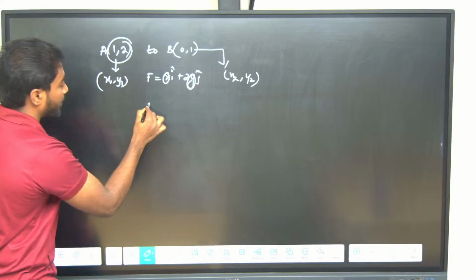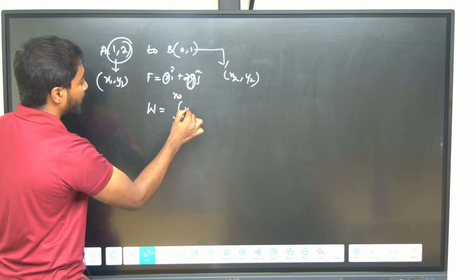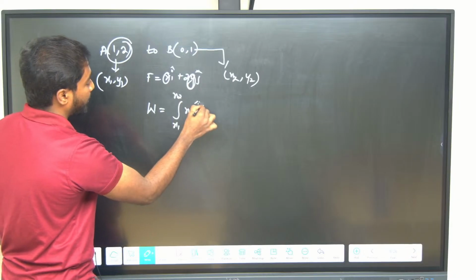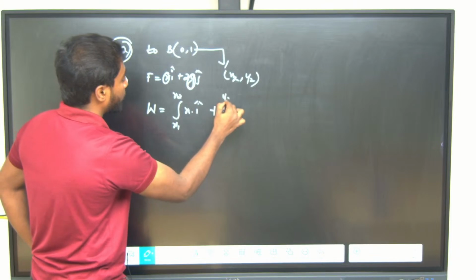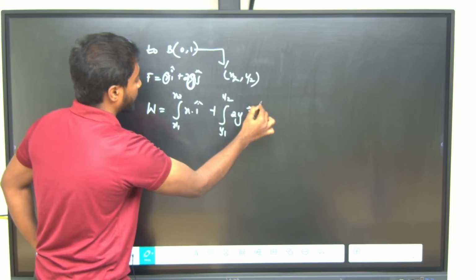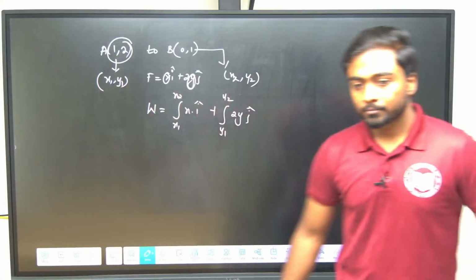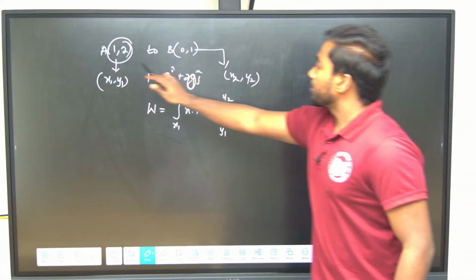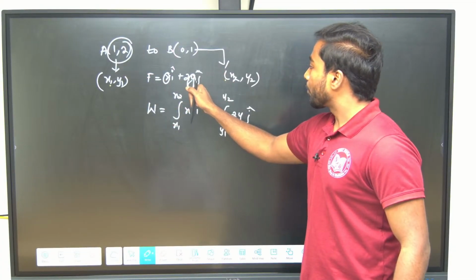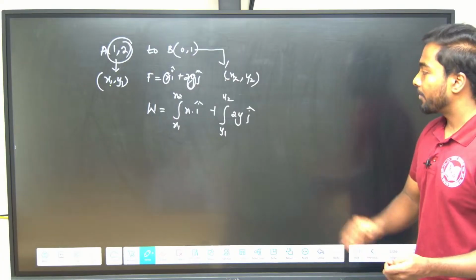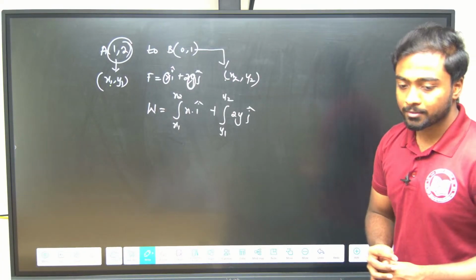So, W will be equal to integral x1 to x2 of x i cap, right now, plus integral y1 to y2 of 2y j cap. Got it? So the points I have taken only for x are x1 and x2, and for y, y1 and y2. I have integrated separately. Now we will get the answer for this.